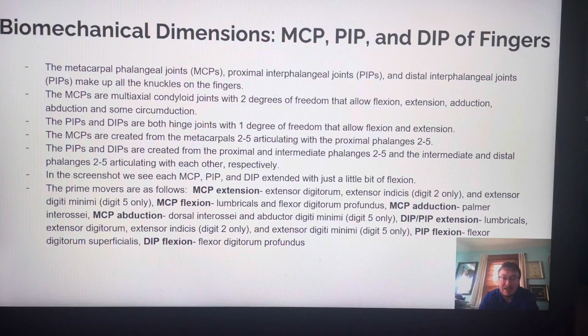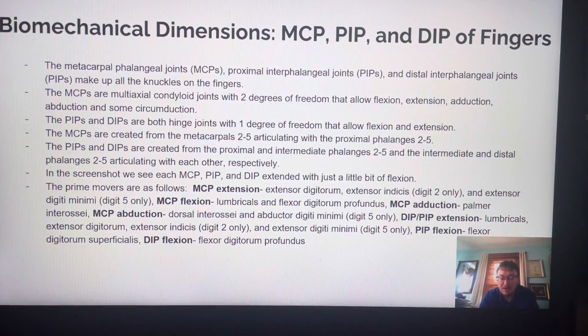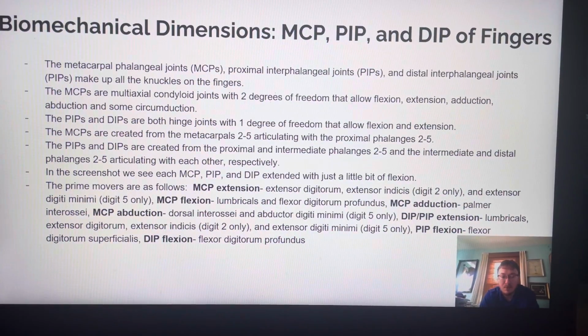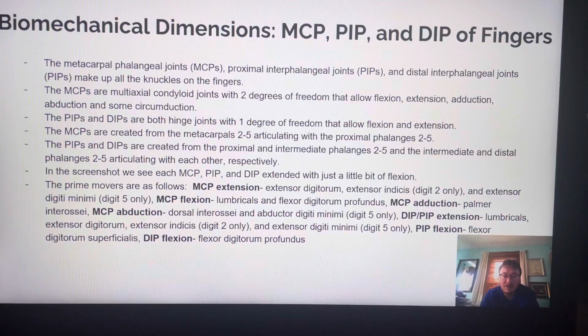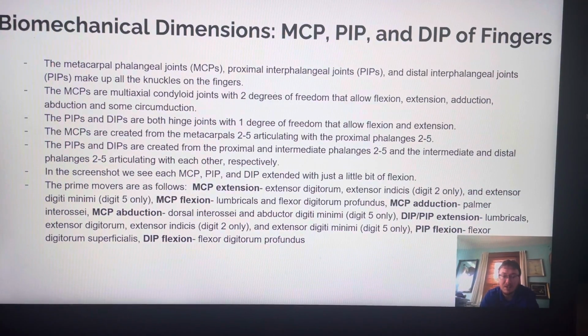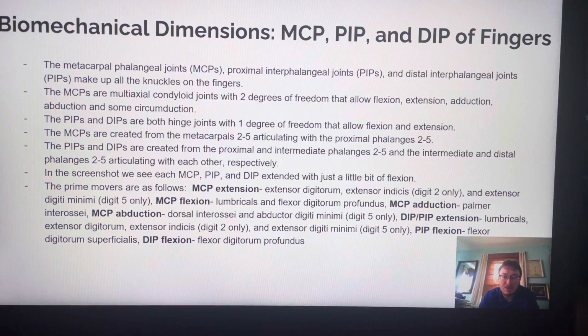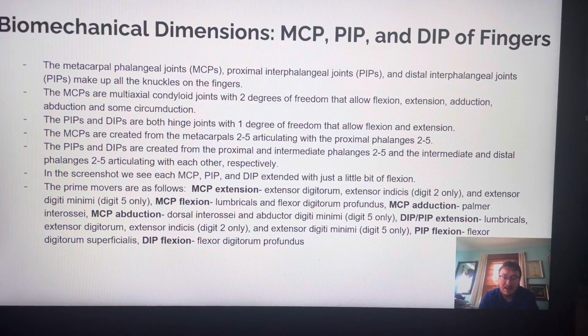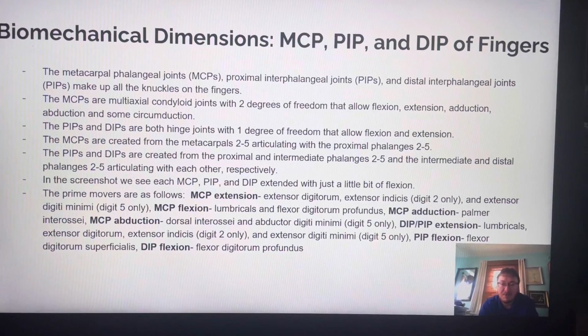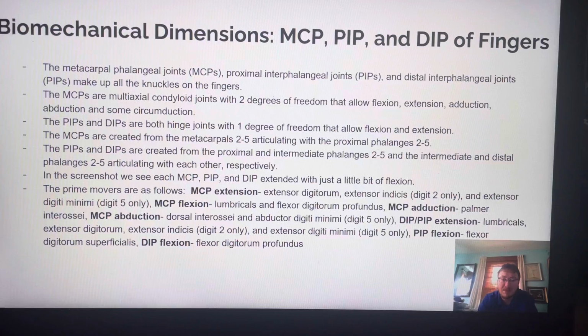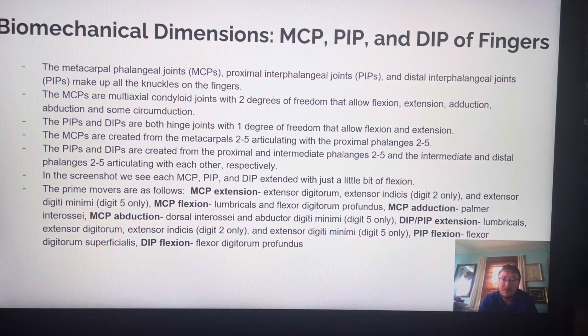And MCP abduction, bringing your 2nd and 4th digit away from your 3rd digit and moving the 3rd digit radially and ulnarly, is going to be your dorsal interossei. And then to bring the 5th digit away from the 3rd digit is going to be your abductor digiti minimi.